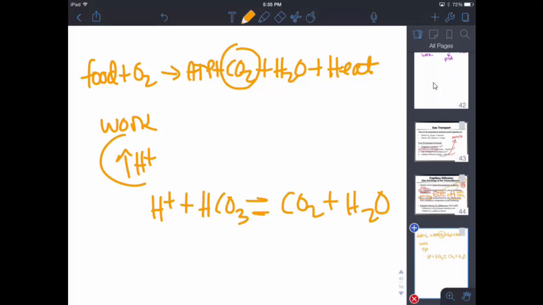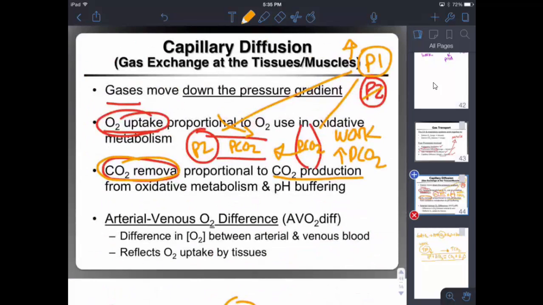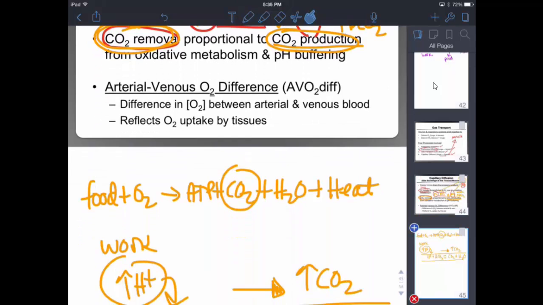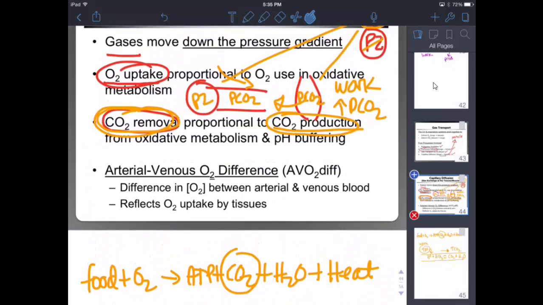Okay, so remember that we've got this equilibrium. If we add hydrogen to this equilibrium, this reaction is going to shift to the right, and when that happens, we produce CO2. So CO2 removal is going to be proportional to production, and production around a working cell is going to come both from the aerobic metabolism within that cell and also the buffering of the lactic acid from that cell.